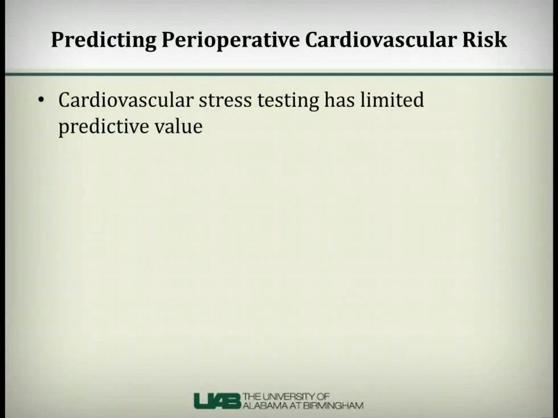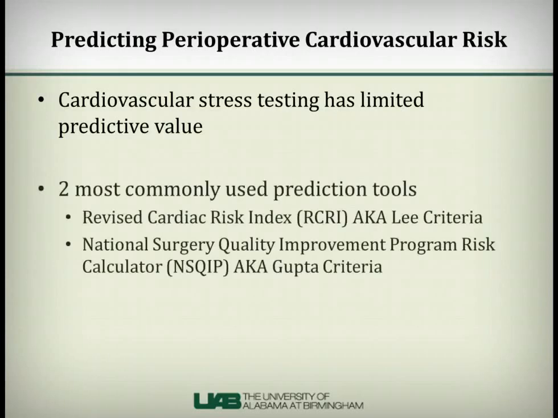Now, cardiovascular stress testing has been used to try to predict cardiovascular events in patients undergoing non-cardiac surgery, and it had limited predictive ability. So it's recommended that a variety of prediction tools be used to estimate a patient's risk of developing a cardiovascular event following non-cardiac surgery. And the two most commonly used tools are the Revised Cardiac Risk Index, also known as the Lee criteria, and the NSQIP tool, also known as the Gupta criteria.